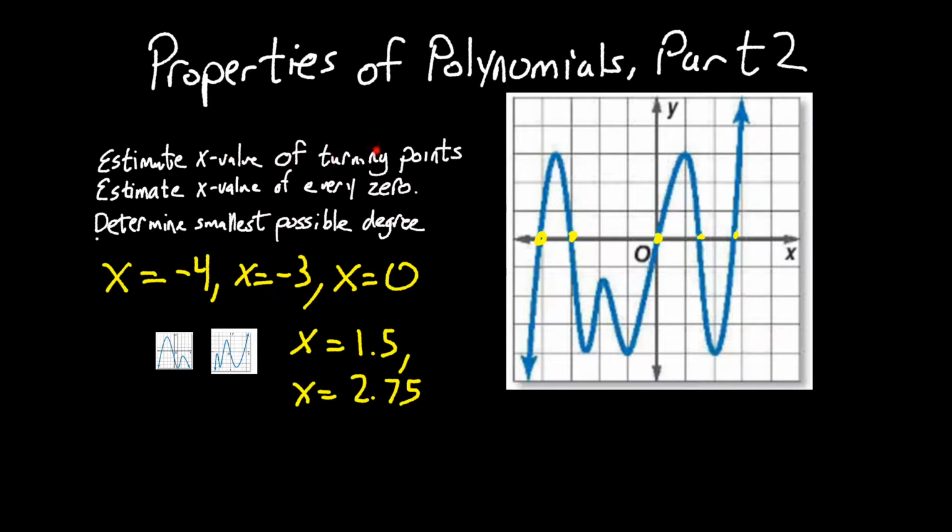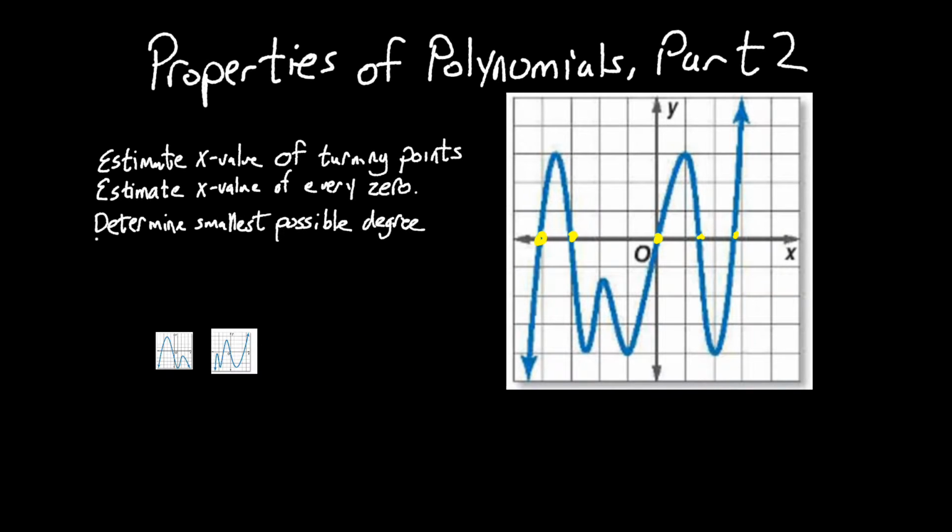Same thing as the turning points. Just estimate where on the x-axis it is actually happening. Which now can take us to our final question we're being asked to solve for. Determine the smallest possible degree of the function. So let me erase these.